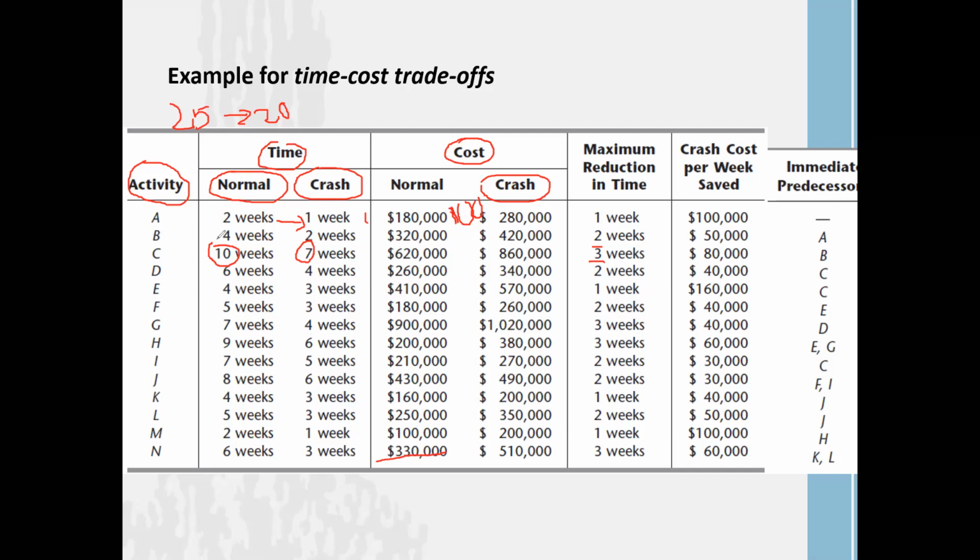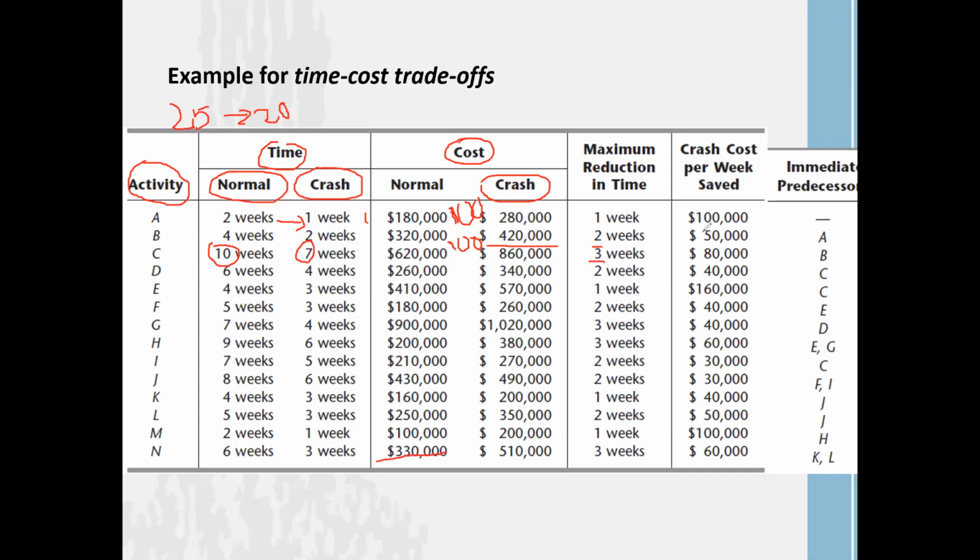Look at this activity B. If you are going to complete activity B within 4 weeks, you are consuming $320,000. But if you are trying to expedite activity B by reducing 2 weeks, the total cost of activity B completion is now $420,000. Then what is the additional cost in here? 320 to 420. Again, it is 100,000. Right? That additional cost of 100,000 is for reducing 4 weeks to 2 weeks.